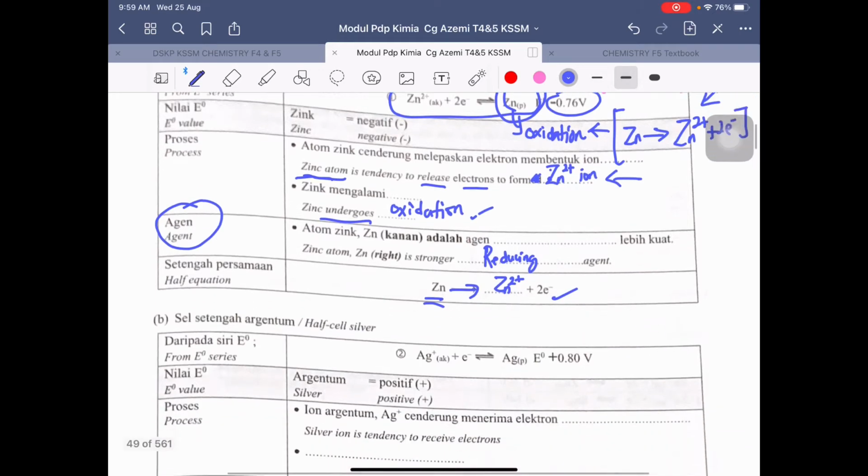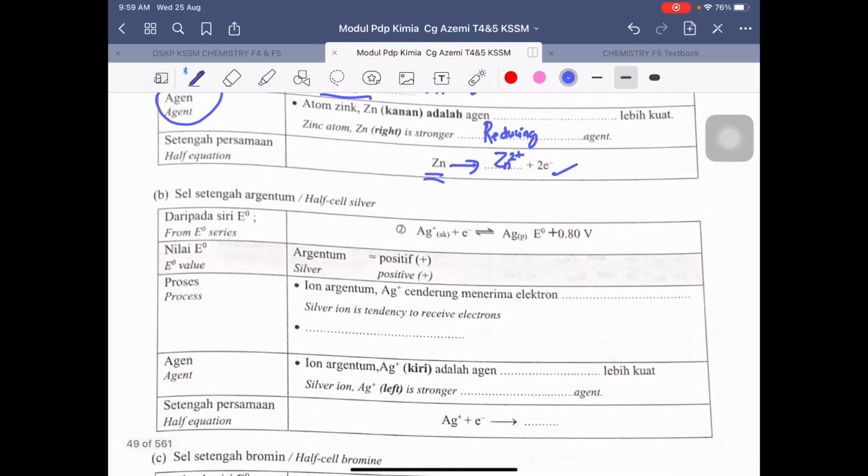Okay, I hope you are clear with that. Next one is the reverse. Look at the E0 value for the half cell silver. Ag+ is silver, argentum plus silver. So this is the reduction equation from the standard electrode potential series. Given that the E0 value is positive 0.80, its value is positive.